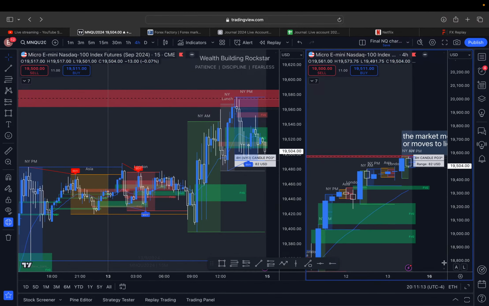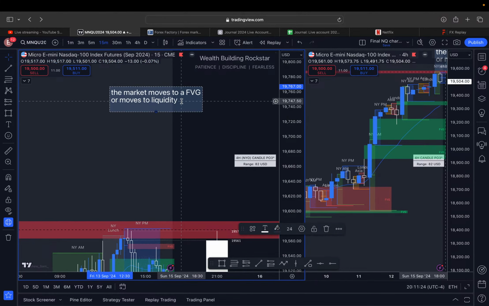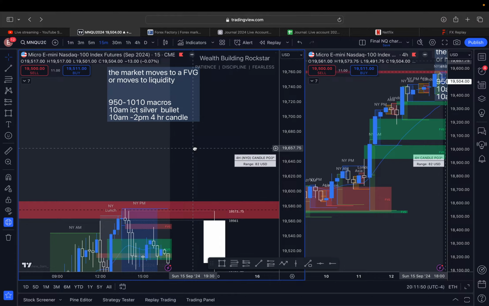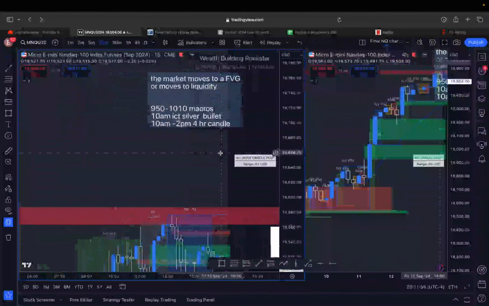But the 10 a.m. candle also lines up with so many trading concepts. So at 10 a.m. we have the 950 to 1010 macros, again all ICT, sorry for y'all. Then we have the 10 a.m. ICT silver bullet, which is a reversal strategy, and then you have just the start of the 10 a.m. to 2 p.m. 4-hour candle. So I used to trade the 9:30 open, and I also used to trade at 8:30. But these 3 strategies all line up with 10 a.m. So I switched to 10 a.m. and it's been so much better.